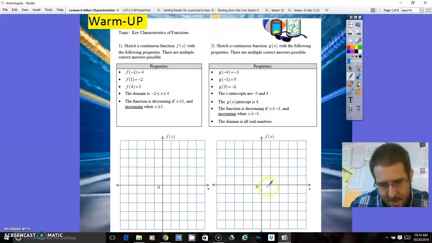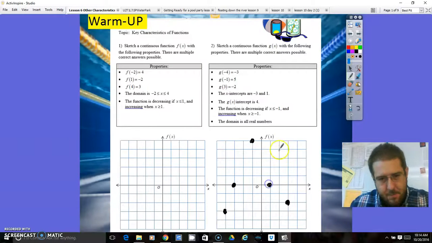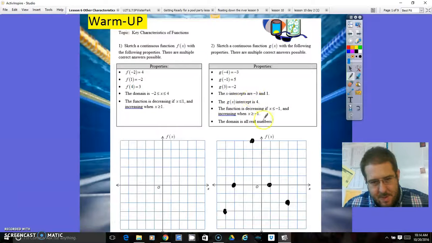So g of negative 4 is negative 3. 1, 2, 3, 4. 1, 2, 3. That's this point right there. G of negative 1 is 5. Negative 1, 1, 2, 3, 4, 5. Perfect. G of 3 is negative 2. 1, 2, 3, 1, 2. Right there. The x-intercepts are negative 3 and 1. 1, 2, 3, and 1 right there. The g of x-intercept is 4.